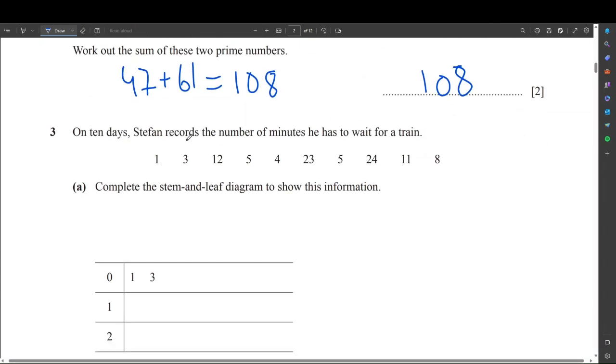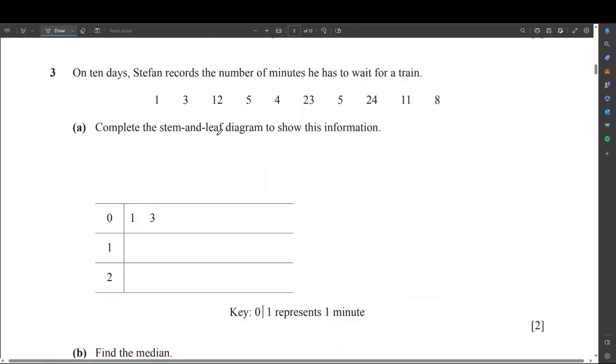On 10 days, Stefan records the number of minutes he has to wait for a train. Now we need to complete the stem and leaf diagram to show this information, where the key is this, where 0, straight line 1, represents 1 minute. So it's basically saying that 0, 3 represents 3 minutes, and 1, 3 would be 13 minutes. That's what it means by this key over there.